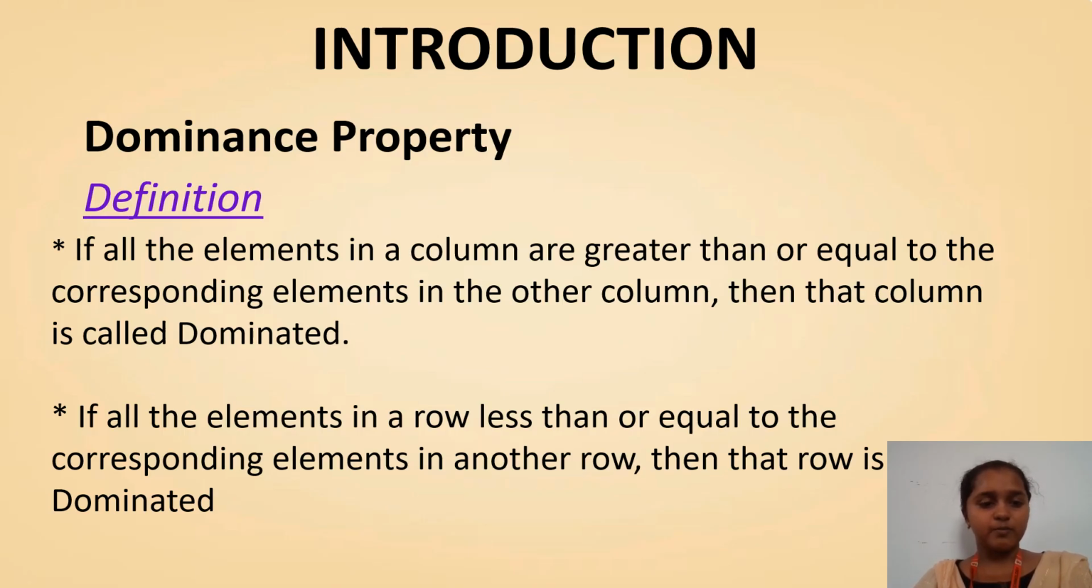Introduction. Dominance property. If all elements in a column are greater than or equal to the corresponding elements in another column, then that column is said to be dominated. If all elements are less than or equal to the corresponding elements in another row, then that row is said to be dominated.